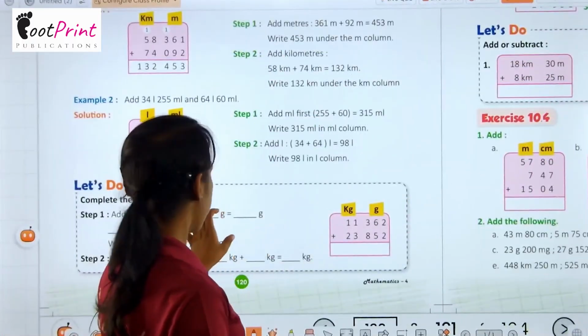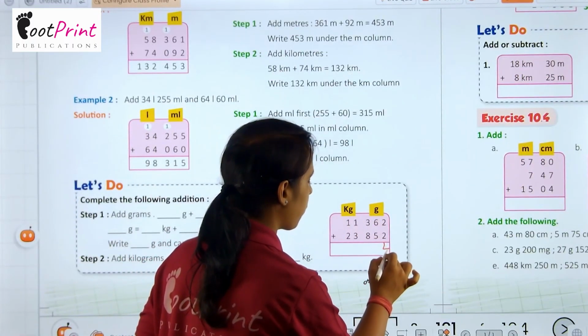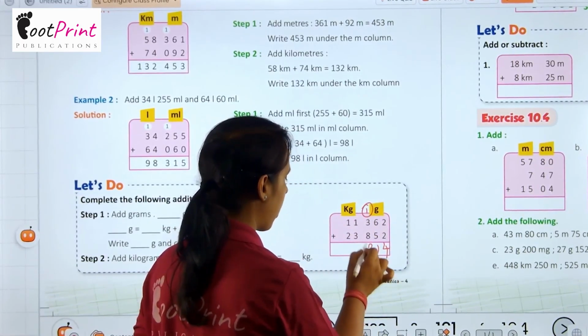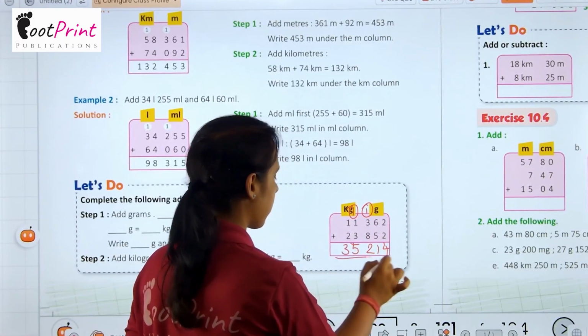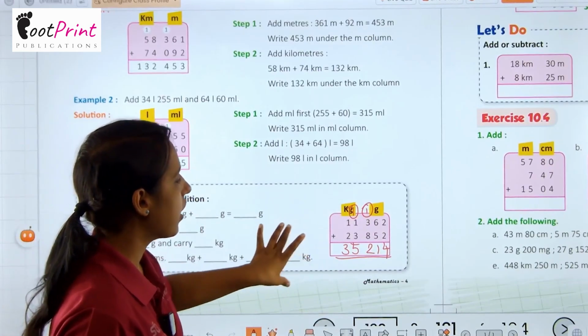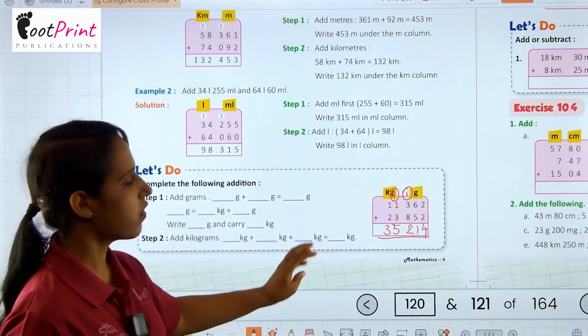Okay, so here we can add the gram value first and then the kilogram. So we get here 2, 2 to 4, 6, 5, 11, 1 is carried over here, 3, 8, 11, 1, 12, 1 is carried over here, 3, 1, 4 and 5, 2, 1, 3. So we have 35 kilogram and 214 gram. So here you can put the values according to the given instruction.